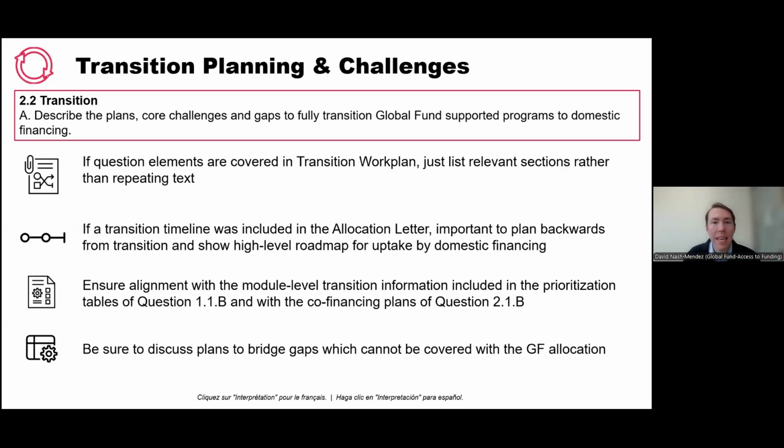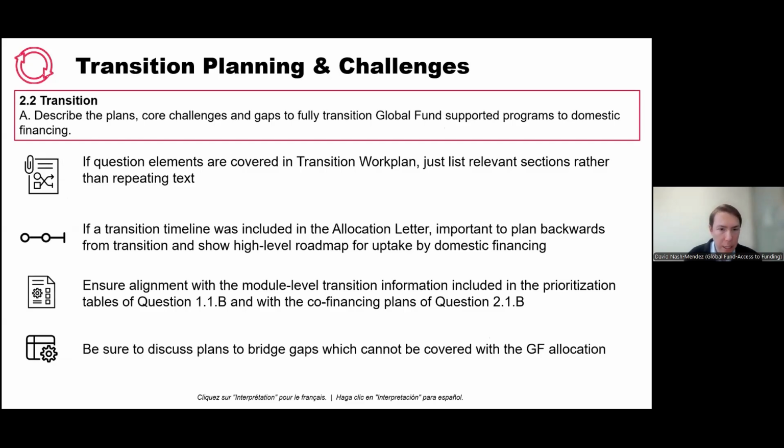2.2A is on transition planning and challenges. With so much of the strategic shifts focusing on delivering effective transition to full domestic financing for health, this question is quite important. It asks applicants to discuss transition plans, challenges, and gaps.